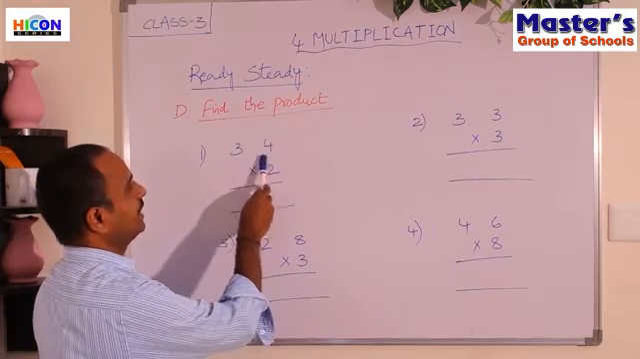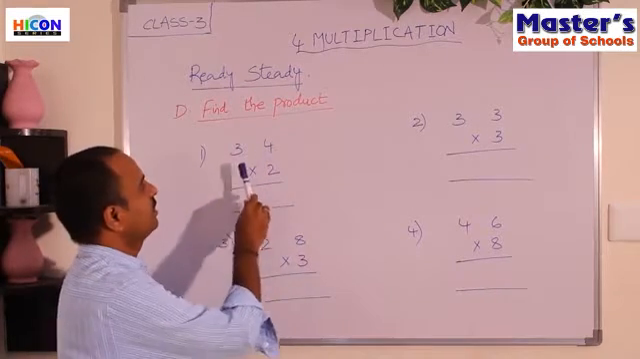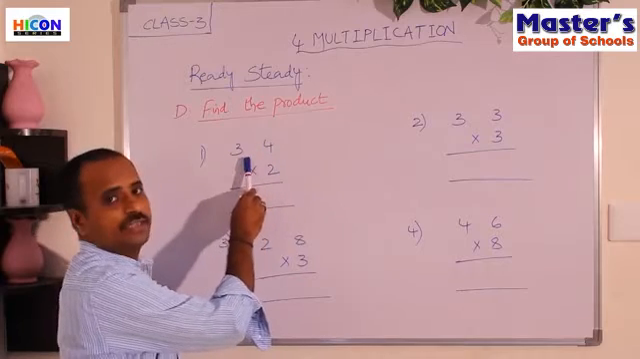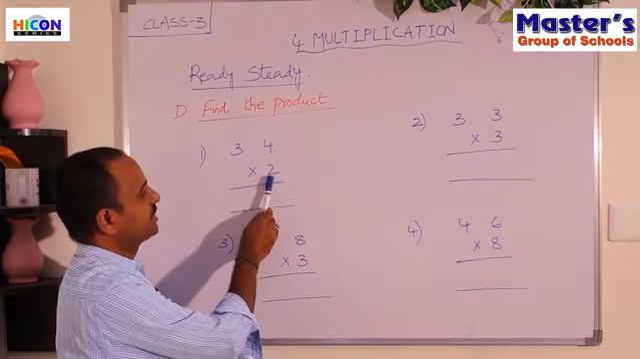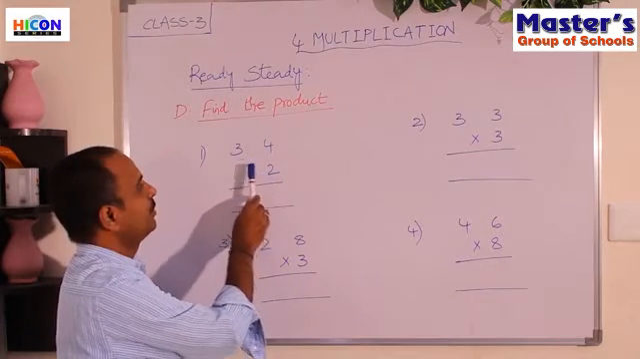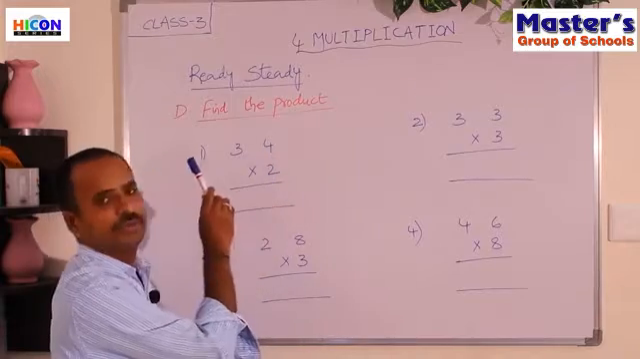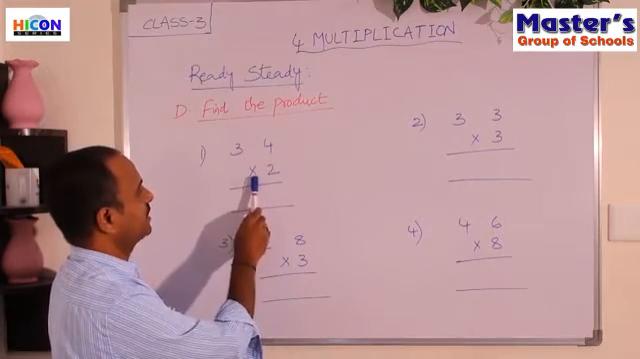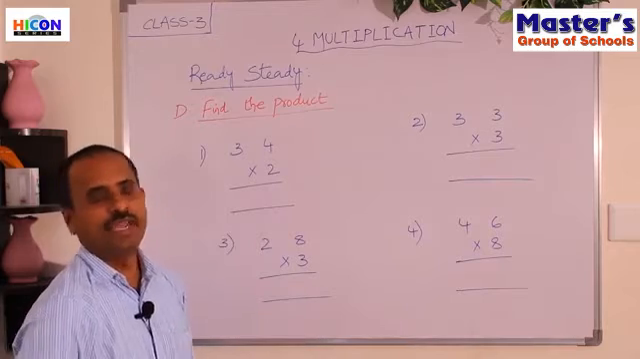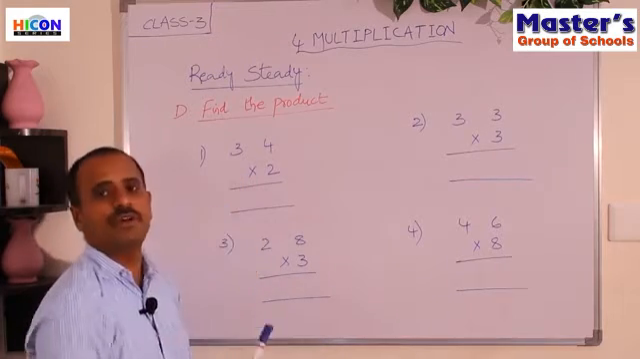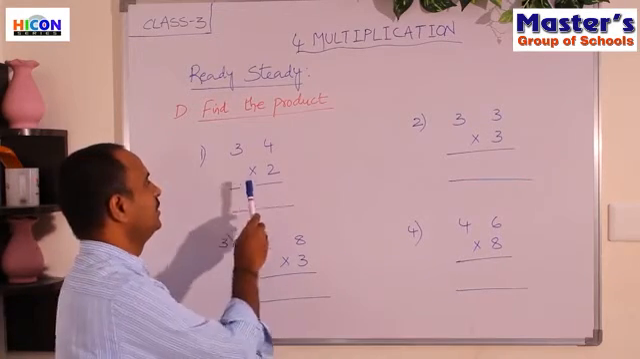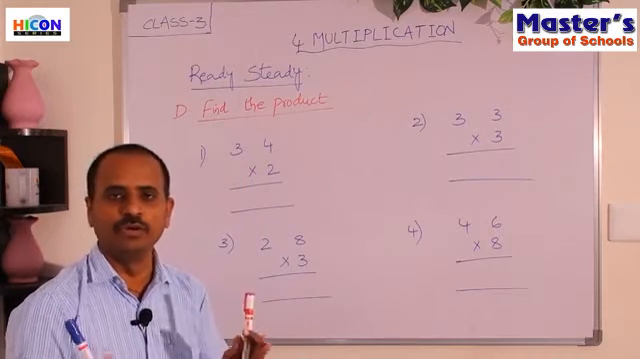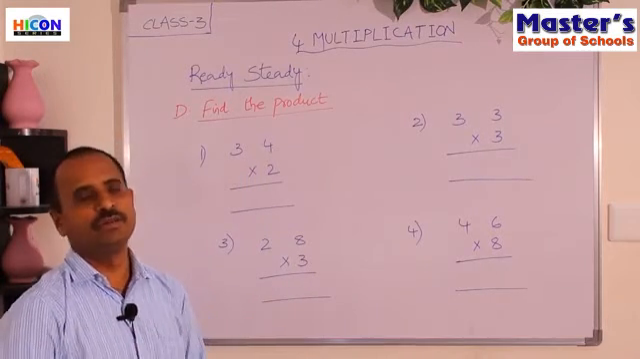Here the given number is 34, and this 34 is to be multiplied with a single digit number 2. So multiply 34 with 2. Product means multiplication. Here the symbol 'into' is the symbol for multiplication. So if there is the symbol 'into' in any problem, that means we have to do multiplication.